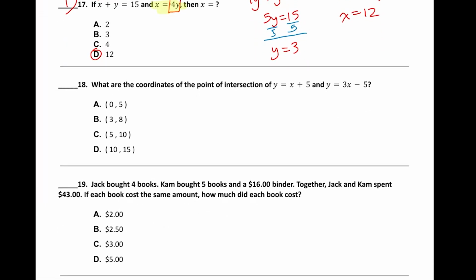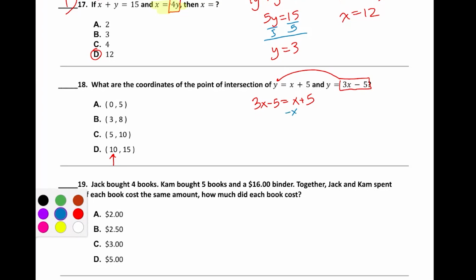Number 18 says, what are the coordinates of the point of intersection of these two lines? So again, we've got a system of equations, and we just need to set these two equal to each other. I'm going to take this 3x minus 5 and substitute it in for y in the other equation. So I've got 3x minus 5 equals x plus 5, and now I can go ahead and start solving for x. Now, because this is a system of equations, we will also have to find y. But notice how all the answer choices have different x's. So as long as we can find x, we're going to be pretty confident that we have our answer.